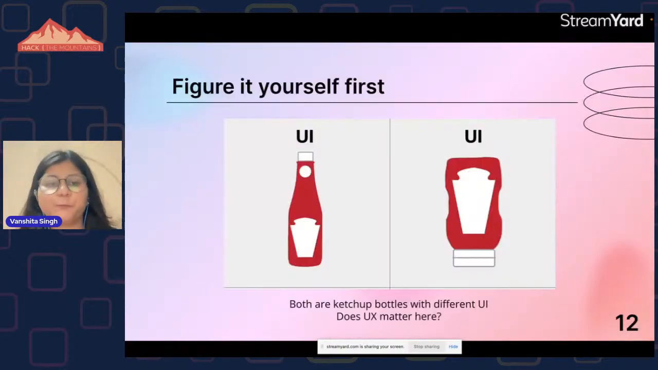So let's go. Figure it out yourself first, because if you don't, you won't learn. Both are UI. It's the legendary ketchup bottle example. Both are ketchup bottles with different UI. One is upwards, one is downwards, as you can obviously see.